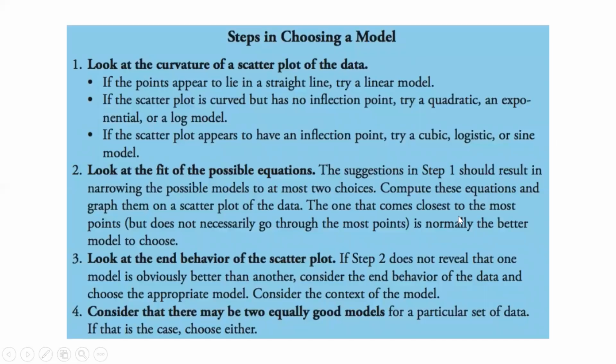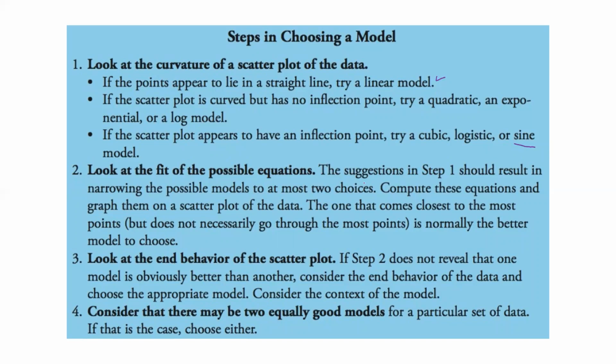So here we added a few more steps in choosing a model. Notice that we've actually added the next section in our book, 1.12, the sine, but we've added it in here anyway. Looking at the curvature of the plot of data, if it appears to lie in a straight line, we're automatically going to say it's a linear model. But if it's curved but has no inflection point, it can be quadratic, exponential, or a log function. And if it appears to have an inflection point, then we're going to try the cubic, logistic, or eventually the sine.